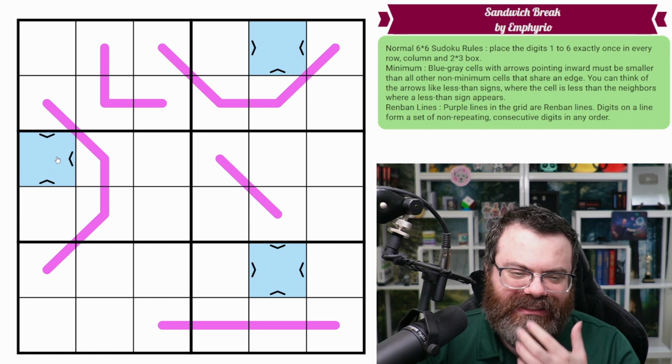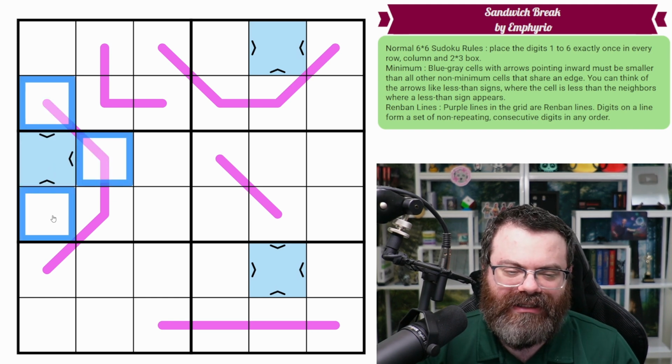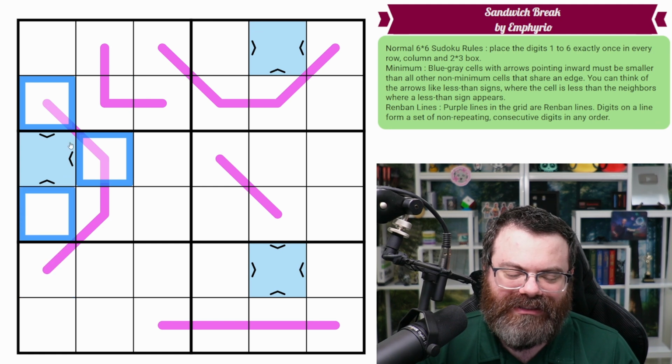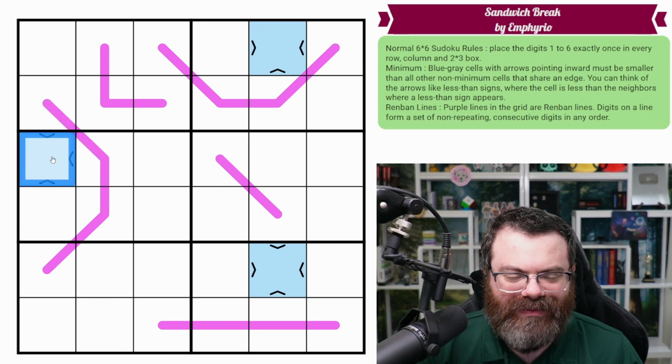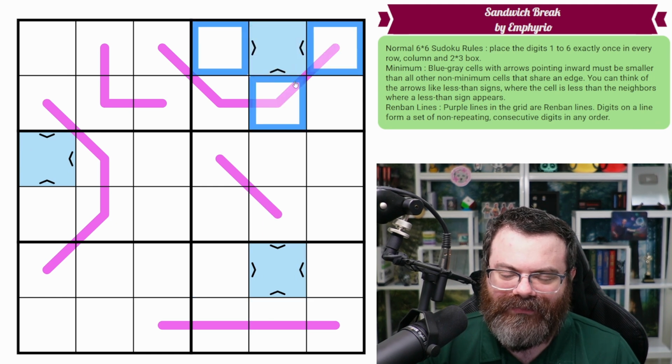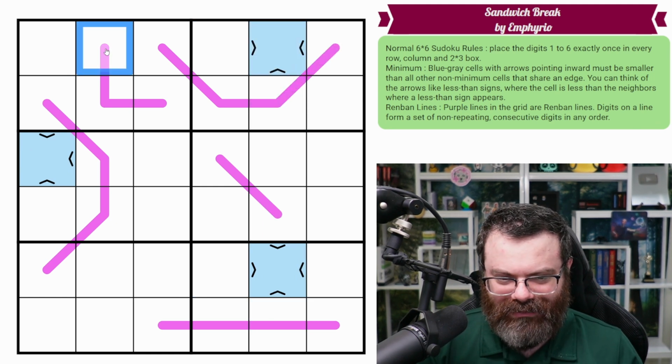So what those mean is that they are smaller than all of the adjacent cells around it. Not the diagonal ones, but the ones that are marked with these less than signs to remind you. So this is smaller than these three. This is smaller than all four of these. This is smaller than these three.